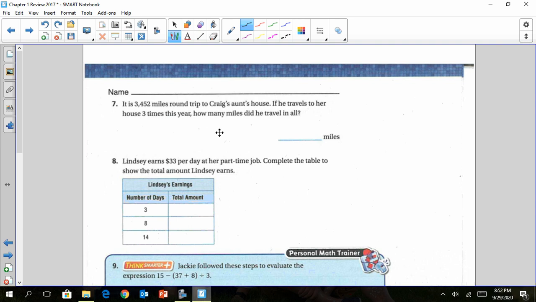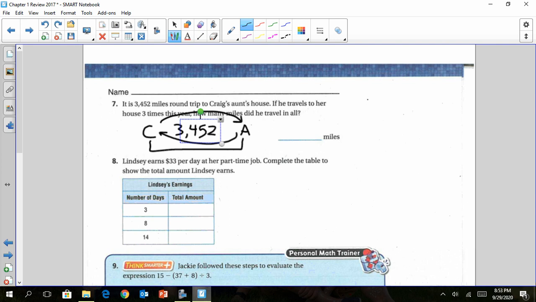So if we draw a picture here, we have Craig and we have his aunt's house from here to here. He's going to fly there and fly back, and that's going to be 3,452 miles round trip. In this case, we want to know how many miles he goes in 3 times traveling that way. We do not have to double that distance because that is round trip. The problem we had earlier in the chapter, you had to double it because that was just the distance to the aunt or the grandma's house, and then you had to find it back.